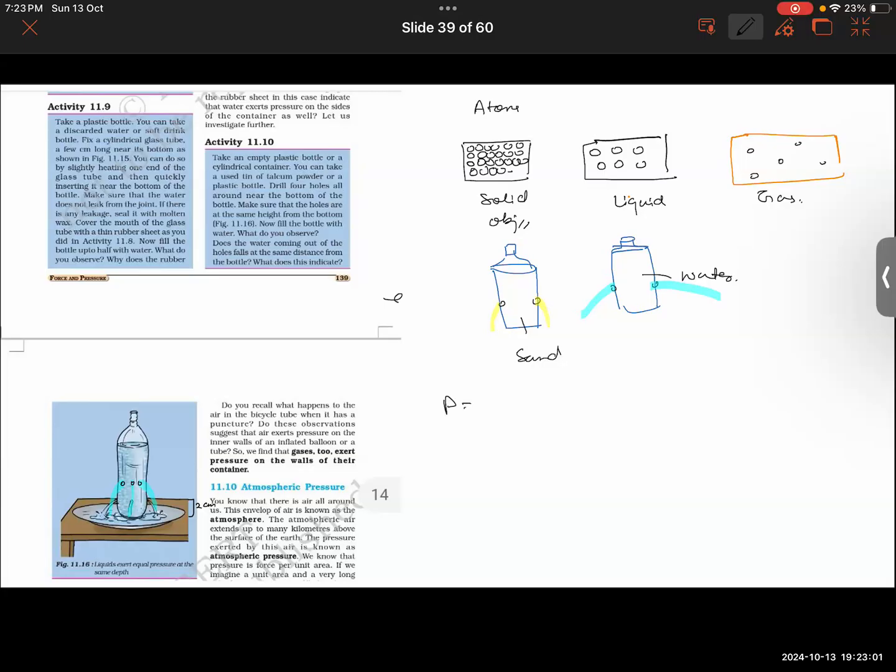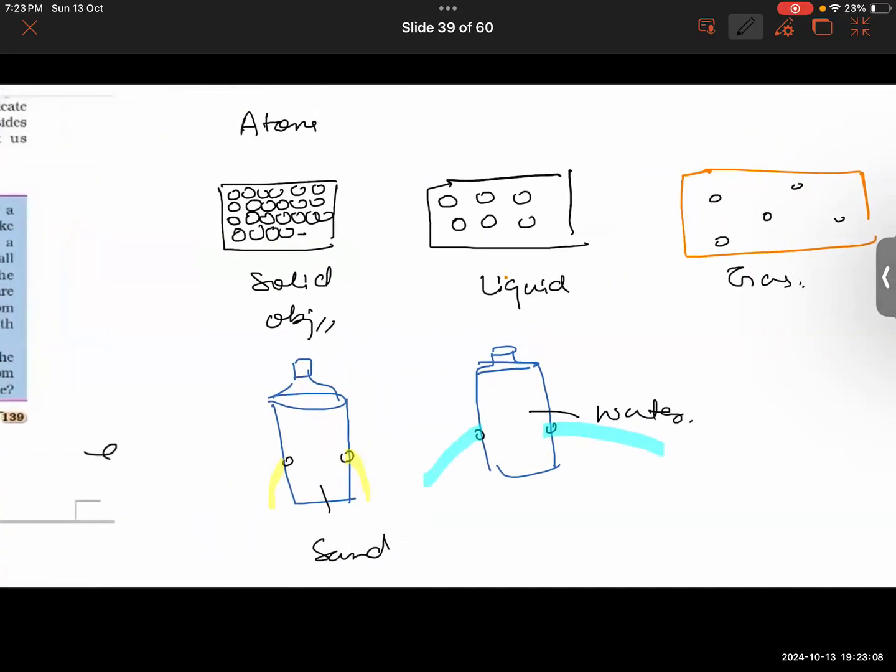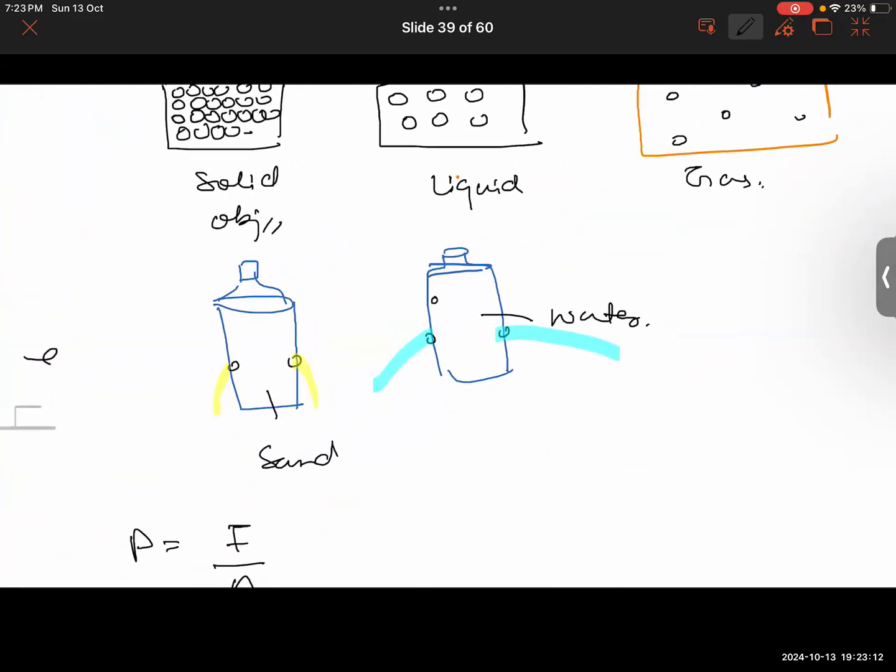Now, what we know about pressure: pressure equals force applied upon any given area, force upon area. In the case of the liquid, the particles of the water hit the walls of the container in which they have been kept with some force, isn't it? They hit some particular area of the container with some force. So it is applying force on a given unit area, and there are uncountable molecules of water. Together, all the molecules of the water apply force on the walls of the container, and they generate pressure.